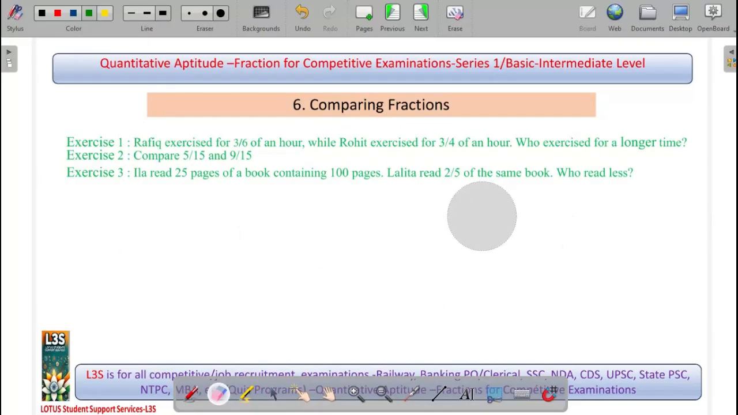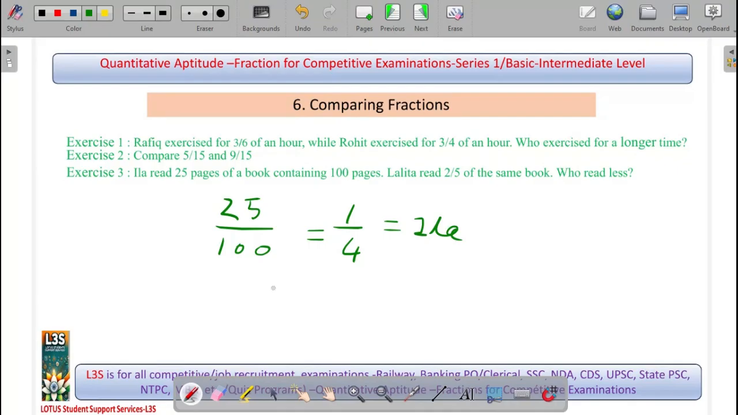Next, Ila read 25 pages of a book containing 100 pages, and Lalita read 2 by 5 of the same book. Who read less? So 25 pages of 100 pages: if we divide 100 by 25, we get 4, so the fraction is 1 by 4. This is Ila. And Lalita is 2 by 5.